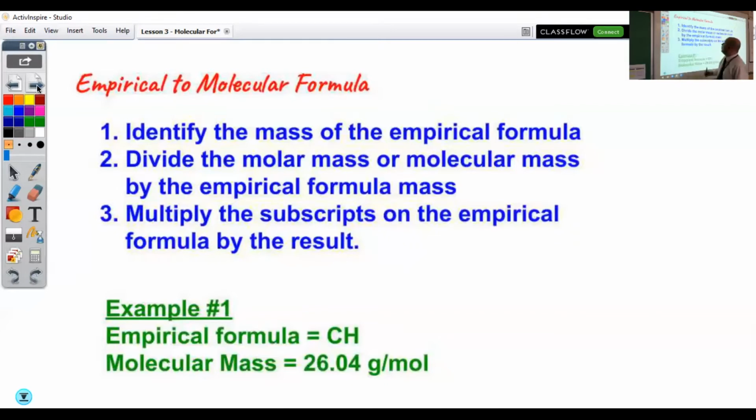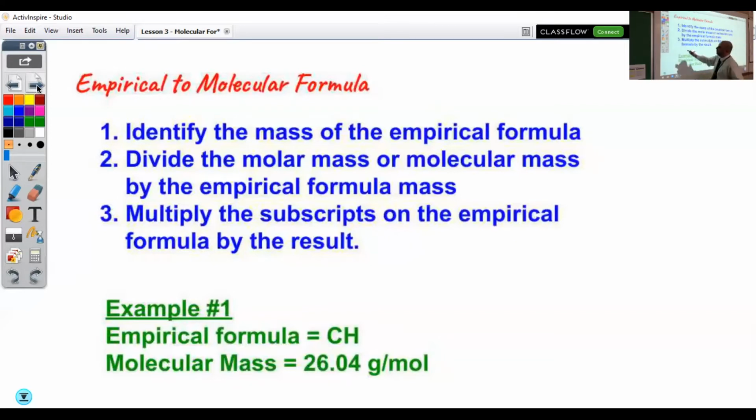We are going to identify the mass of the empirical formula, which will either be provided or calculated. We will divide the molar mass, or molecular mass, depending on what we're given, by our empirical formula mass. And then finally, we will multiply the subscripts on our empirical formula by the result that we get.